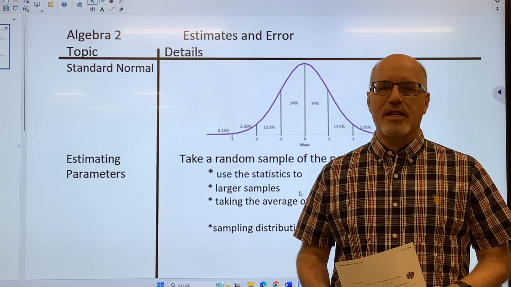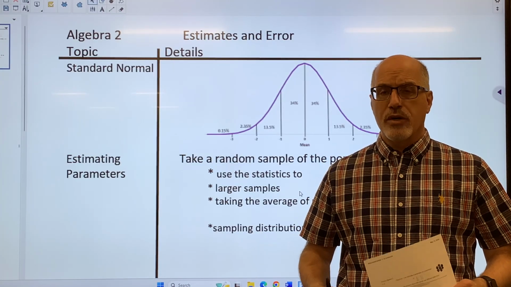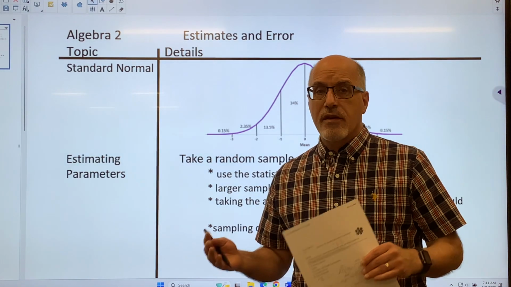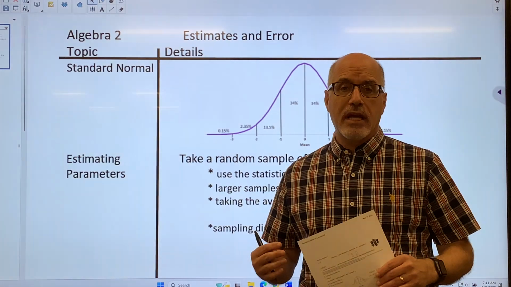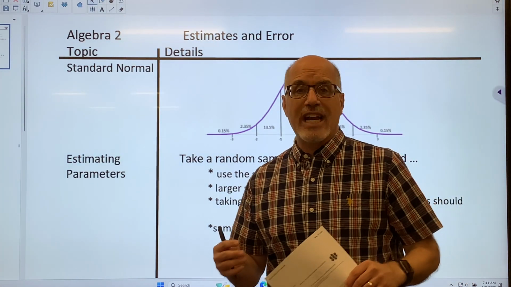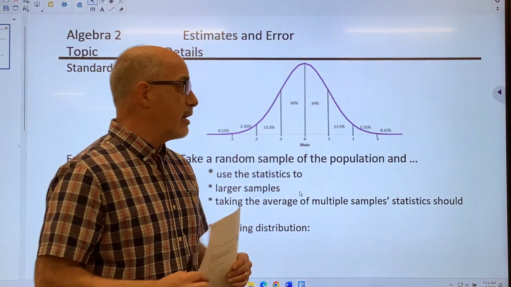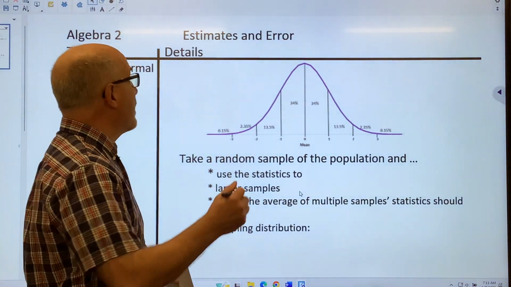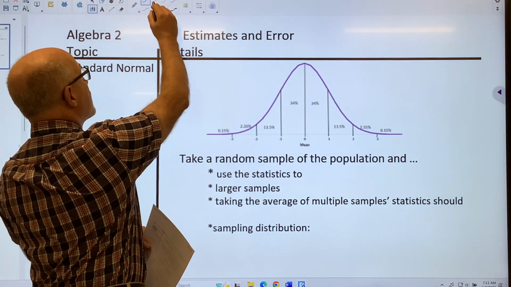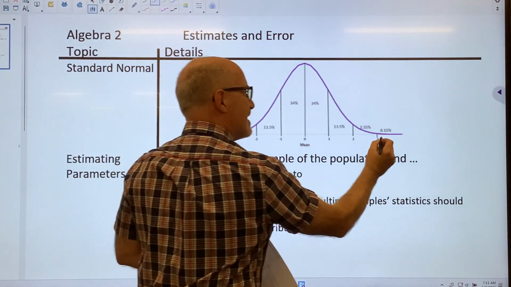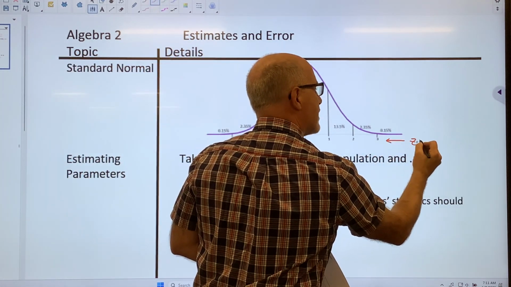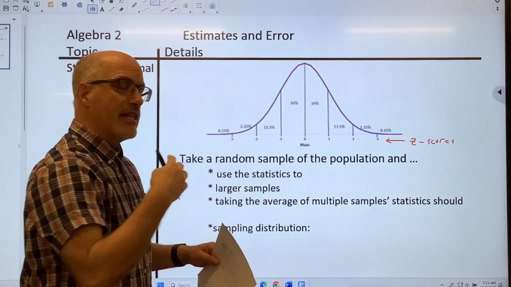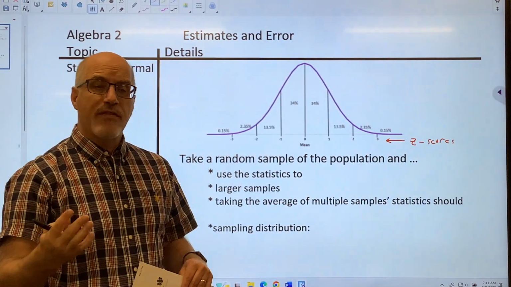As we study the standard normal distribution, we also move into talking about how we can do estimates from the data that we collect, and also what the margin of error might be in the data that we collect. So first of all, this is the standard normal curve. Remember, it's listed in terms of these are the z-scores, which represent the number of standard deviations away from the mean we are.